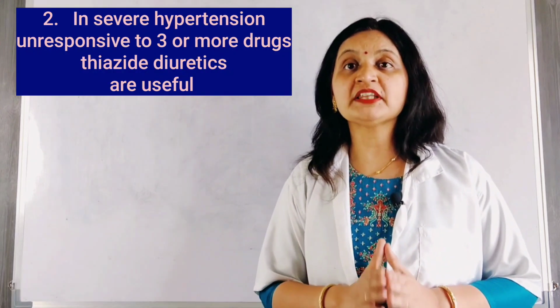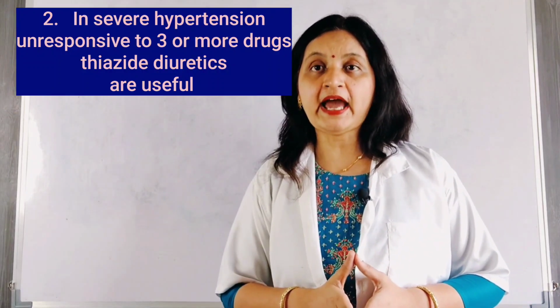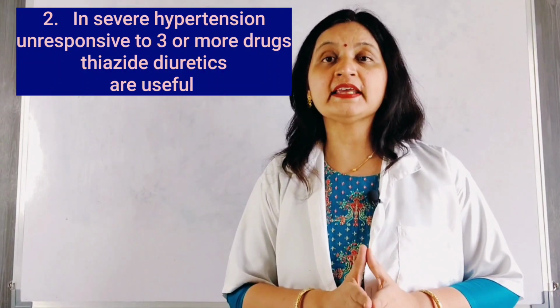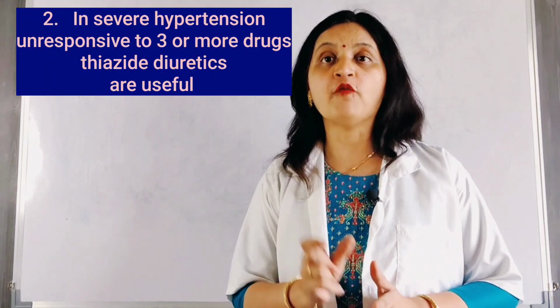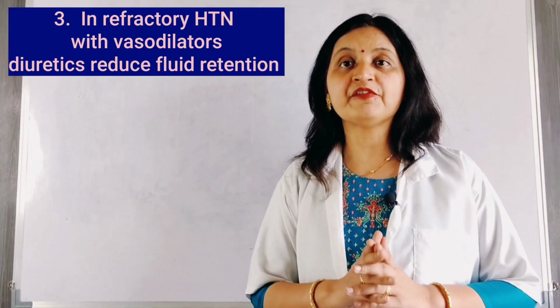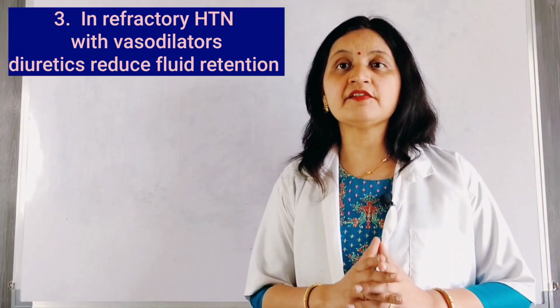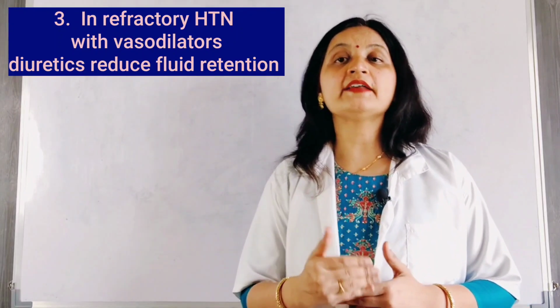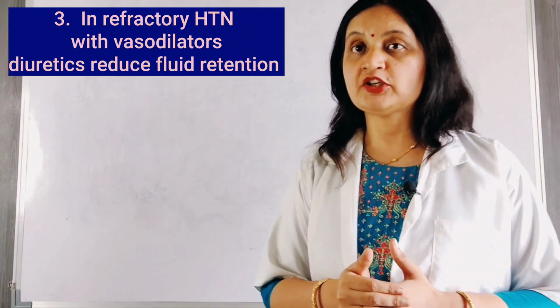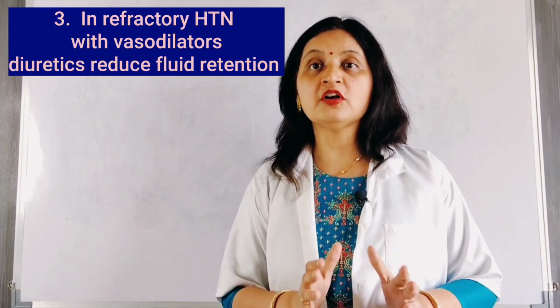So this was about the use of thiazide diuretics in mild to moderate hypertension. In severe hypertension, when the patient is unresponsive to 3 or more drugs, a thiazide diuretic may be added. Omitting or underutilizing a thiazide diuretic is a frequent cause of resistant hypertension. Also, hypertensive patients may become refractory to some of the antihypertensive drugs such as vasodilators and sympathetic nervous system blocking drugs. So, adding a thiazide diuretic may be beneficial in such patients. Vasodilators are known to induce fluid retention. They can cause edema.